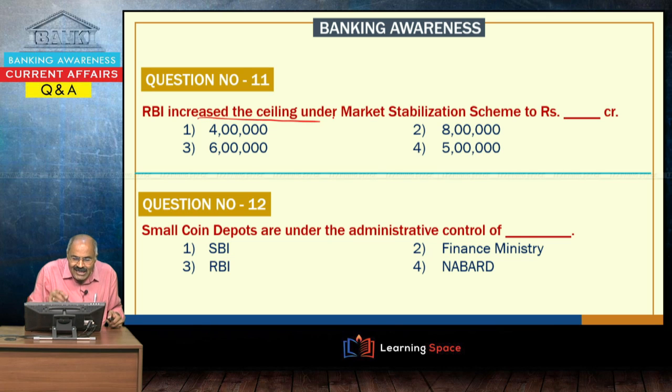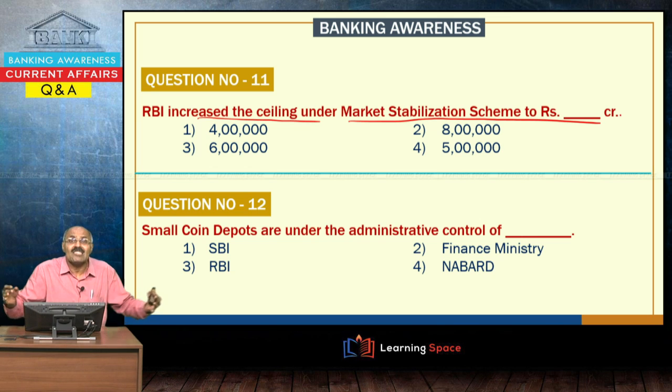RBI increased the ceiling under market stabilization scheme. Under market stabilization scheme, RBI increased the limit. What is the answer? What is market stabilization scheme? When excess liquidity is there in the market, then RBI by issuing bonds will suck that liquidity. That is also known as, you can say, surgery, just like a surgical operation.